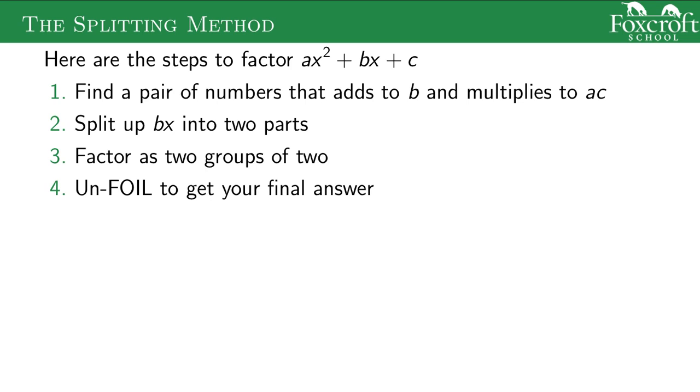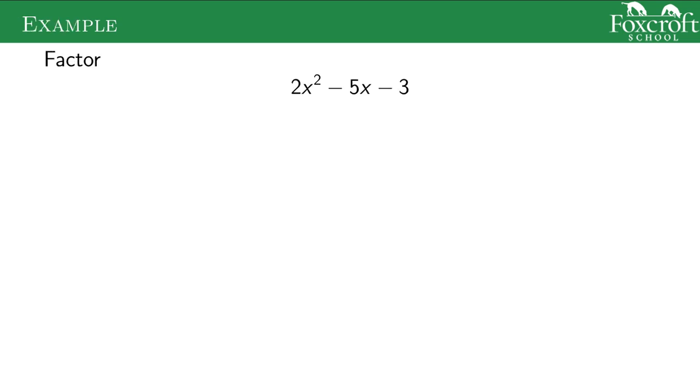I feel like I'm missing a step. There should be like a step in the middle here of factor out the GCF. But we'll see it in practice in a second. All right, so 2x squared minus 5x minus 3. All right, this is the example. The answer was on your slide. Let's see how it's done.